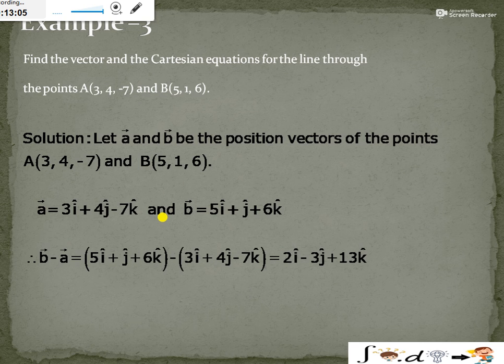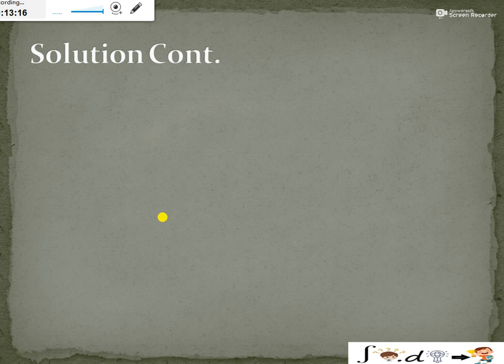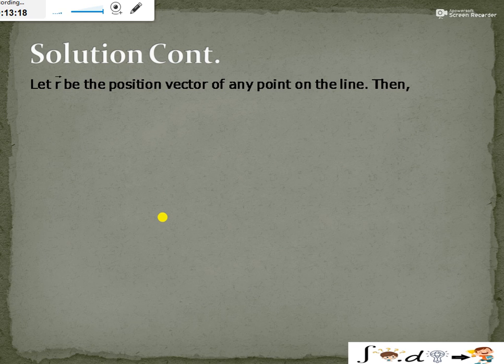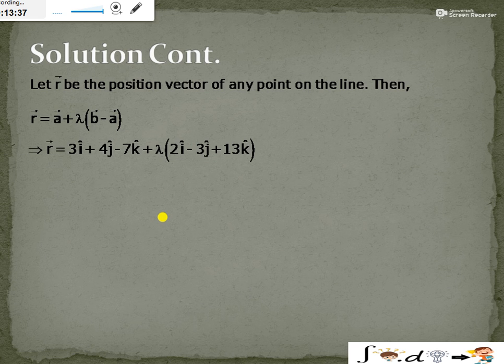And b minus a vector is 5i plus j plus 6k minus (3i plus 4j minus 7k), that is equal to 2i minus 3j plus 13k. And now substitute the values in the equation. Here we have the vector r with the position vector of any point on the line. Then vector r is equal to vector a plus lambda times (b minus a) vector, that is the vector form. Substitute the values of vector a and b minus a, you will get the required equation.